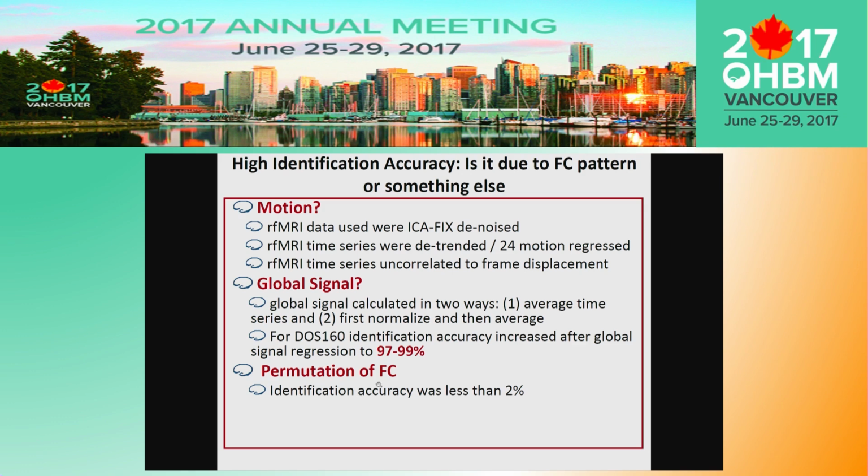We also did a permutation test of FC where we fixed the order of FC of run 1. And then for the other run, we randomly shuffled the FCs, and the identification accuracy dropped to less than 2%.